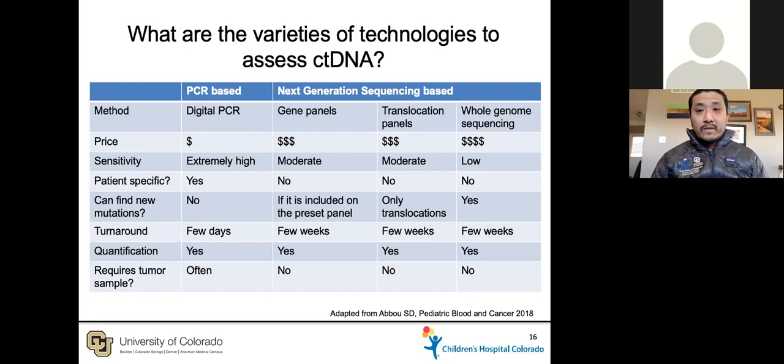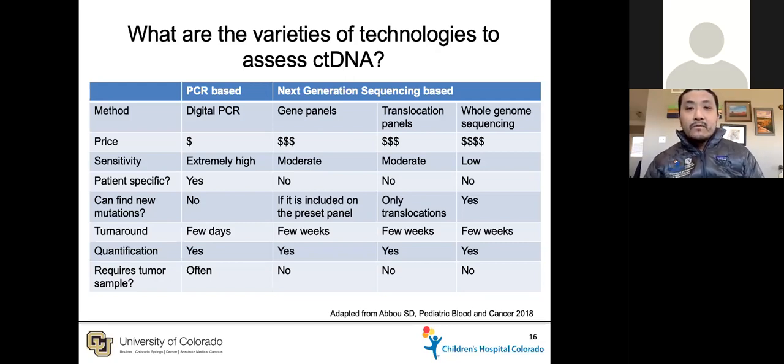You can quantify because it will tell you how many strands of mutant DNA are in there. It often requires tumor samples, depending on the setting, because if you want to know what you're going to look for, you need a panel of targets that you know is present in that patient. For example, the only FDA approved ctDNA assay currently available uses tumor sequencing followed by ddPCR.